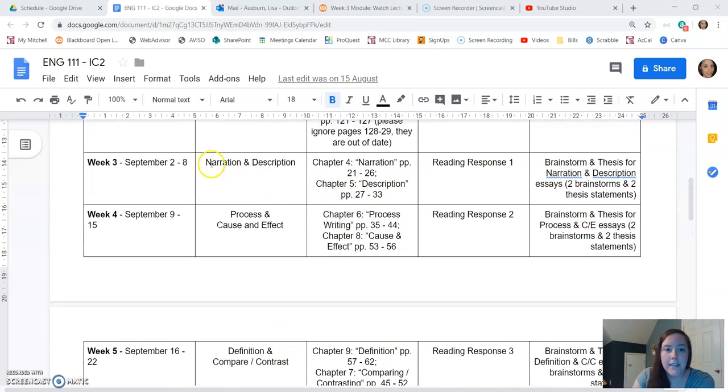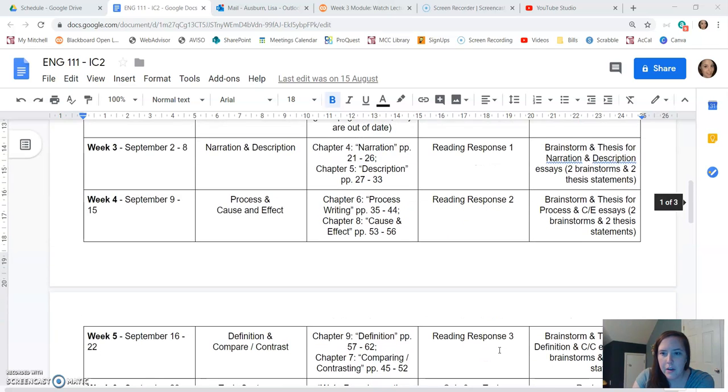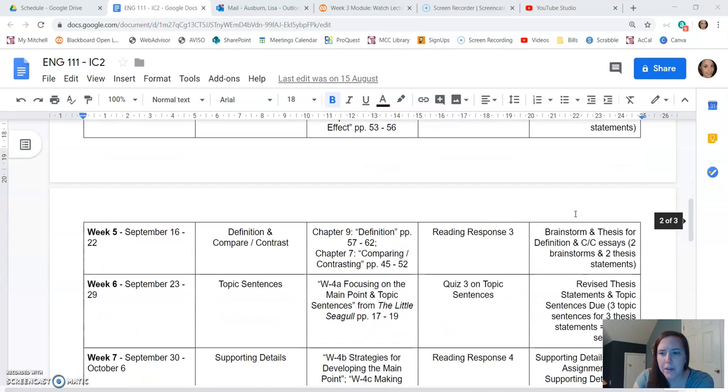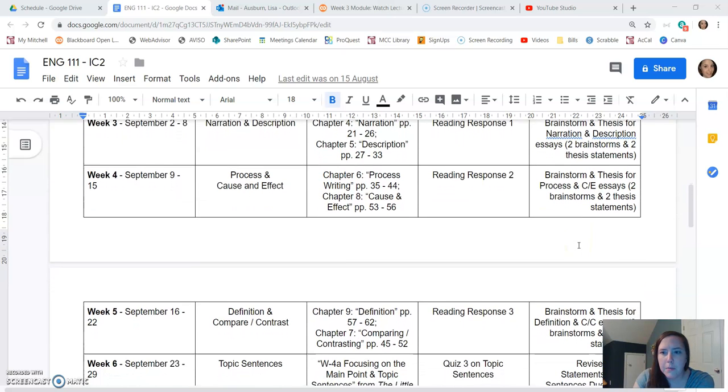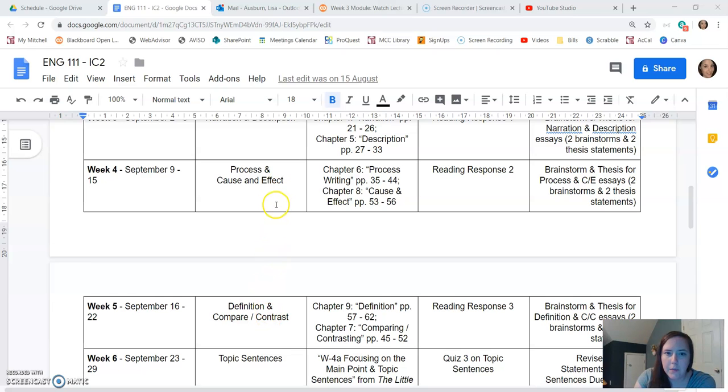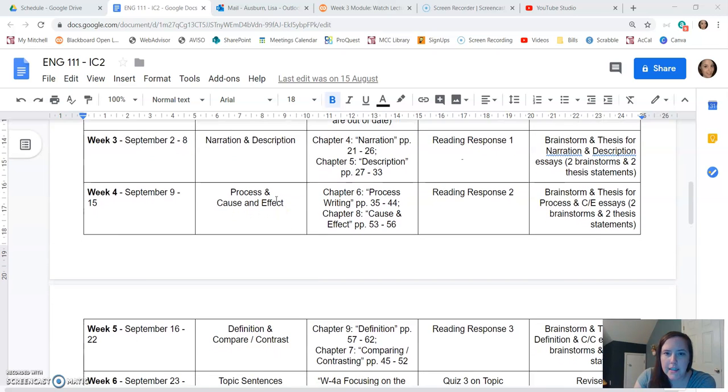We're here in week 3, talking about narration and description. These are the different modes of writing, and there are 2 more weeks' worth of modes. For each one, in the what's due, you've got brainstorm and thesis statement for narration and description, brainstorm and thesis statement for process and cause and effect, and brainstorm and thesis for definition and compare and contrast. So for 3 weeks, we're going to talk about different modes of writing and the ways you can support your ideas within an essay.